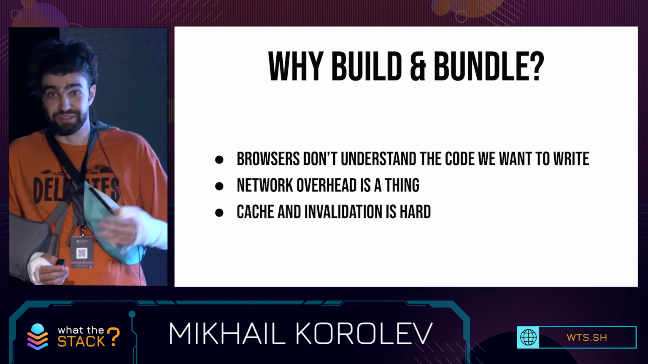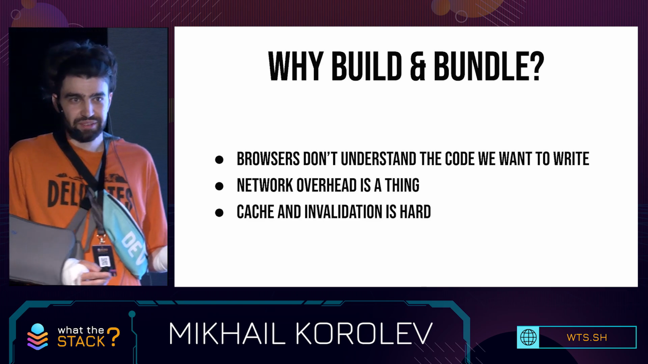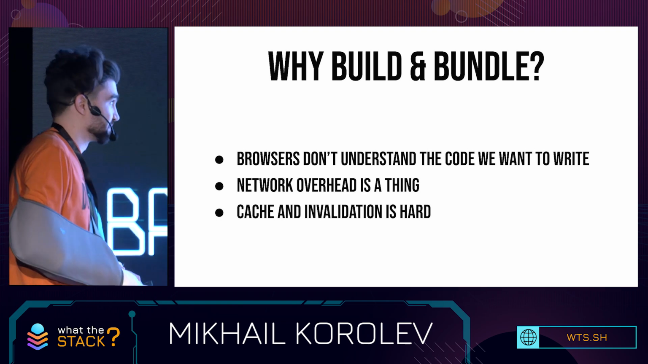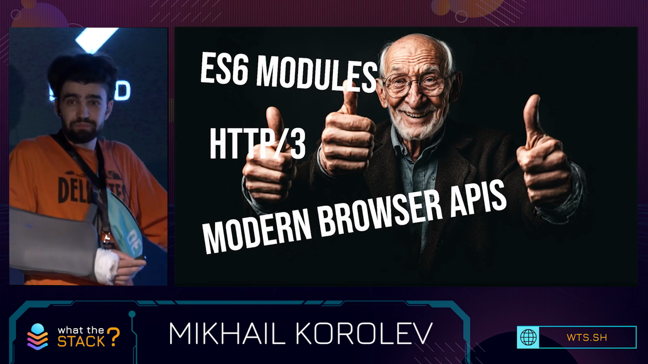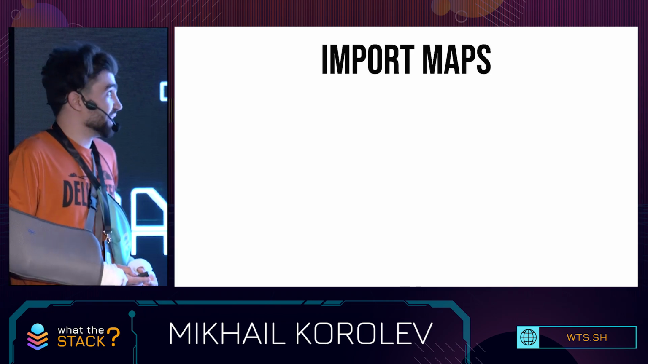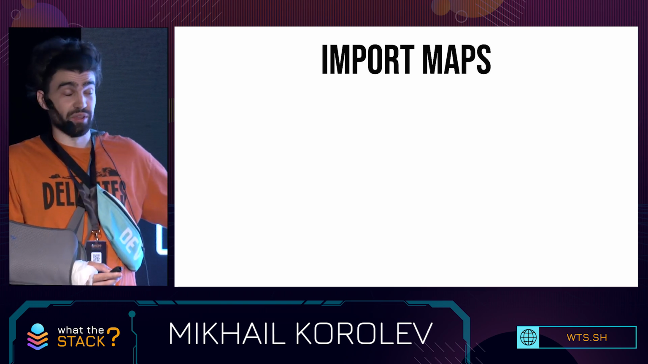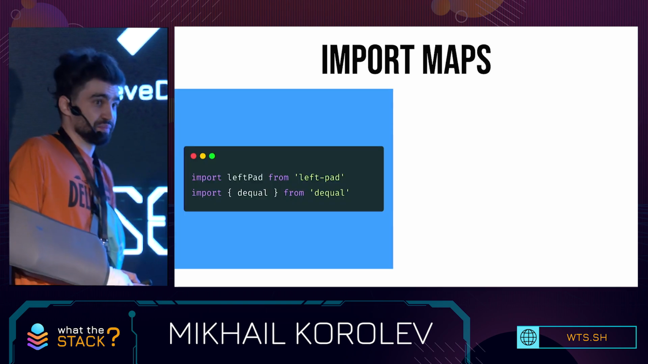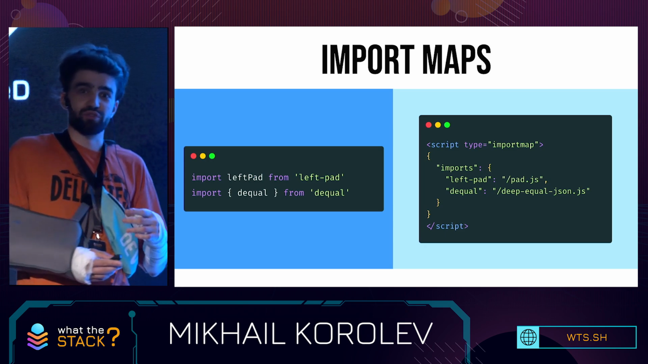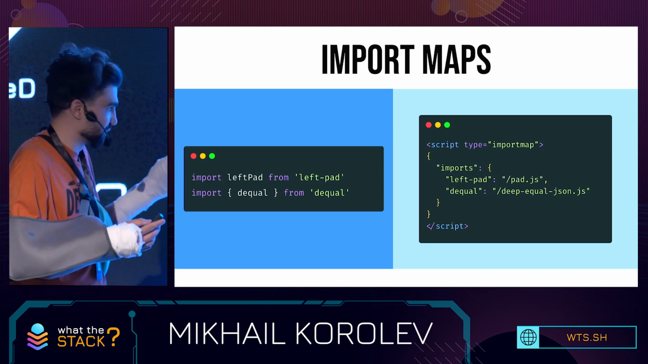And cache invalidation is really hard. If you just have no hashing in your file names, that's asking for trouble. Right. Maybe we've got solutions for all of that in future technologies. And first of all, starting with import maps. This is something that is already available right now, and you can use it to realize the dream of no-build code, right?